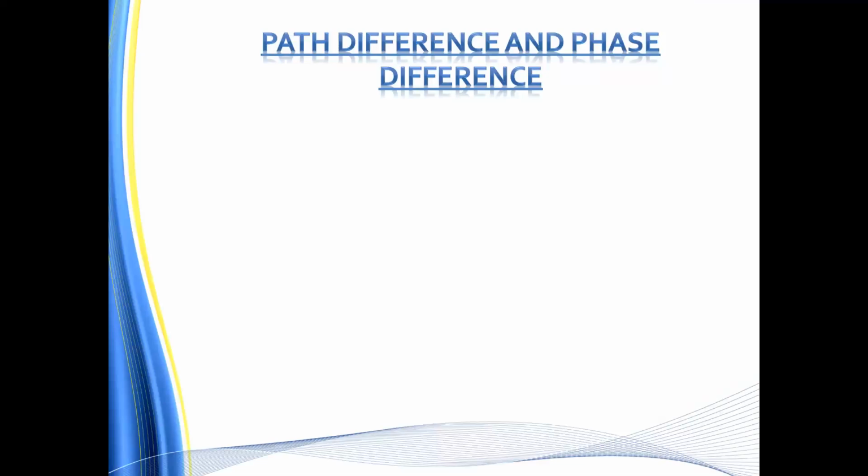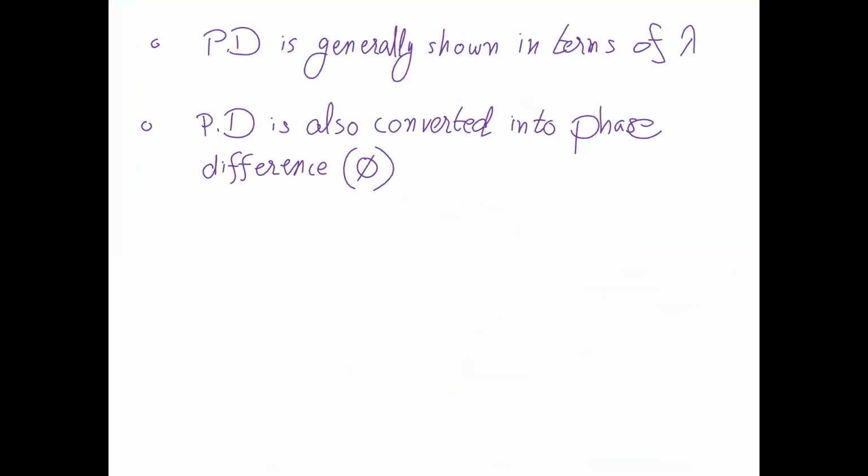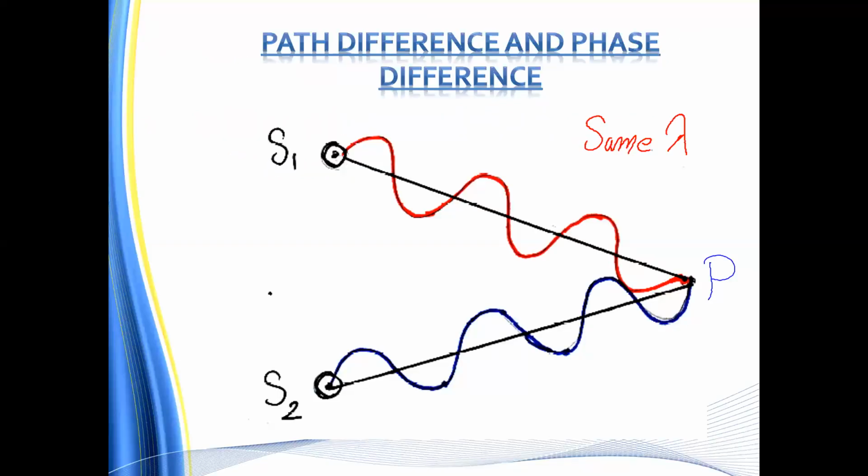Path difference and phase difference, a very important topic. Remember that 1 lambda always corresponds to a phase difference of 2 pi radian. This is a very important concept. Now, two waves are coming from S1 and S2 and they meet at a position P. They are coherent waves. Path difference is generally shown in terms of lambda and it can be converted into phase difference.